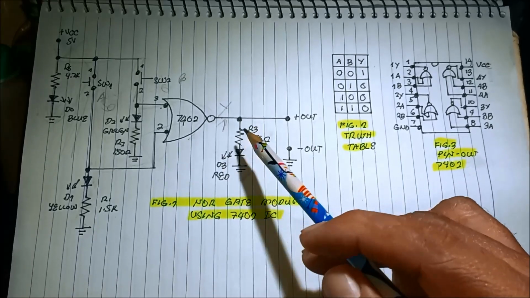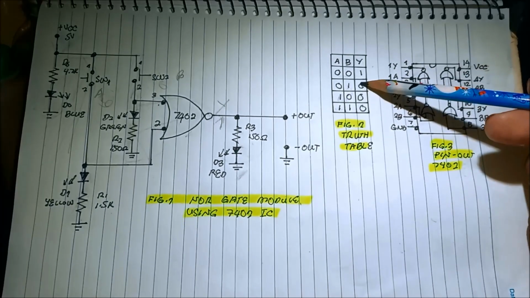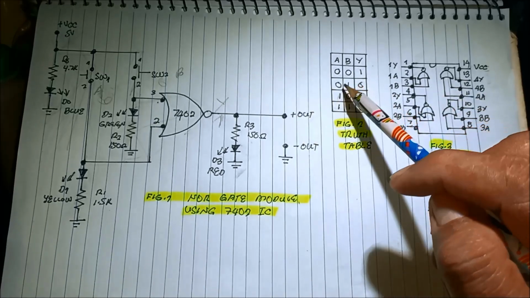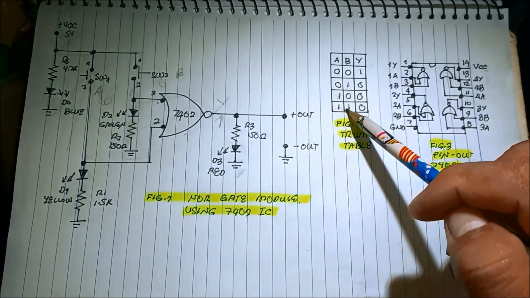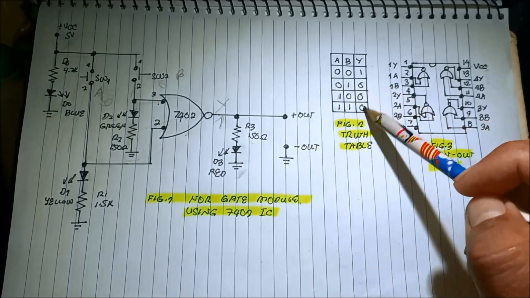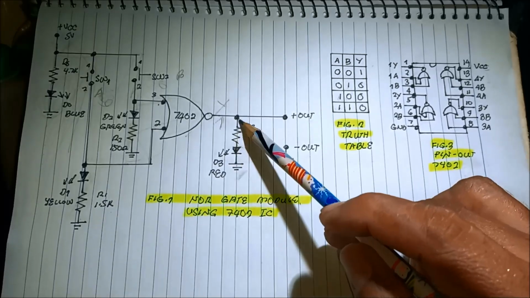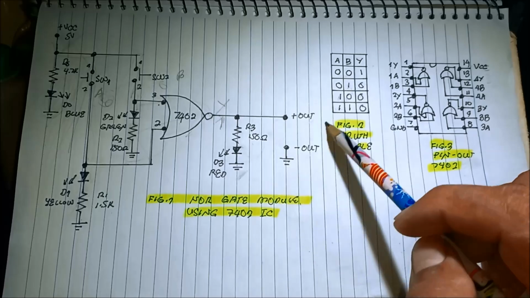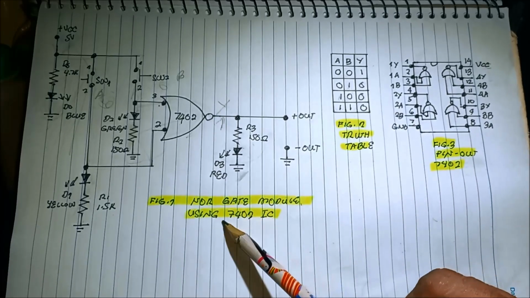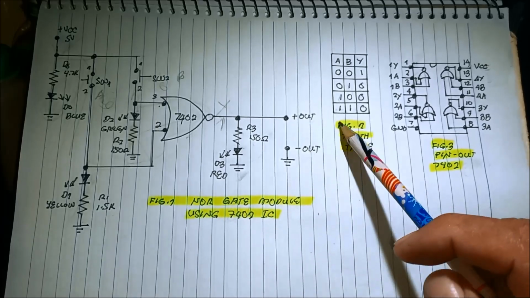The output LED turns off. So in summary, when there is an input, either switch 1 or switch 2, when we press the switch, it will turn off the output LED. It will turn off the output. That is the case of using this NOR gate, the 7402 IC.